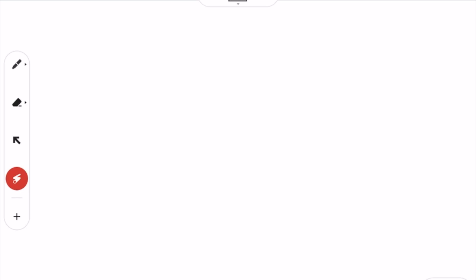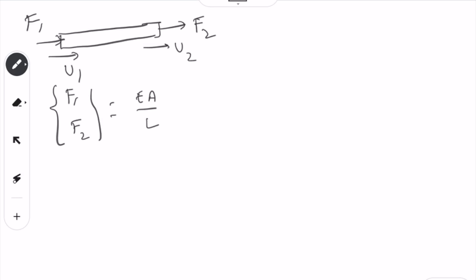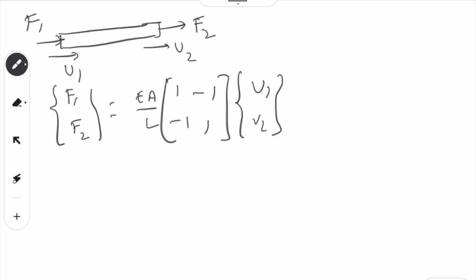So what we have done so far is we had a bar element, and we have degree of freedom, this F1, U1 and U2 corresponding forces F1, F2. So U1 and U2, our relationship here is simply F1, F2 is equal to EA over L, and 1 minus 1 minus 1 1, and then you have U1 U2. Then what did we do?